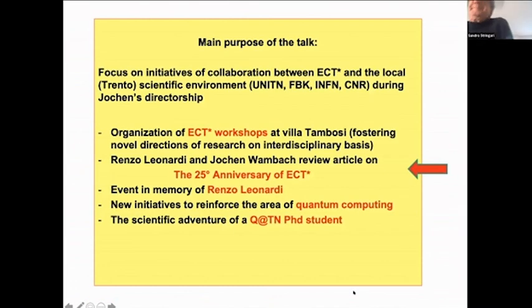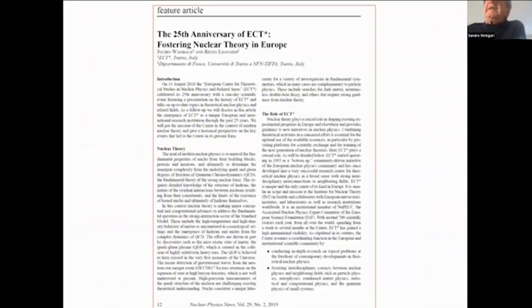Continue. This I already mentioned. This is the paper that was published in the Nuclear Physics Journal, a review on the history of ECT star. And I think this is very important for the history of our community and strengthens again the relationship between ECT and the physics departments, in particular the role of Renzo Leonardi, who passed away sadly soon after. Go on, please.